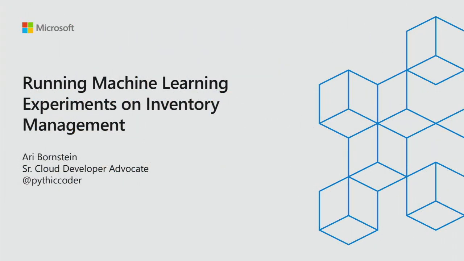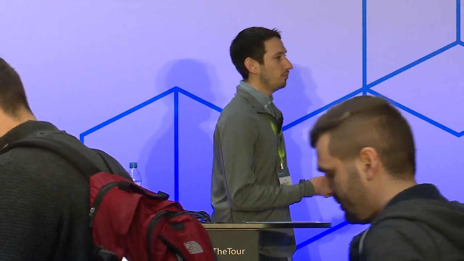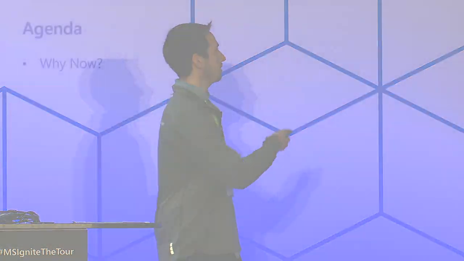Today we're going to be talking about running machine learning experiments on inventory management, and we'll talk a little bit more about what that means. Just a high-level agenda for this talk, and also a sneak preview of the talk that comes after this, the DAT 50, which I'll also be giving, and I strongly recommend.